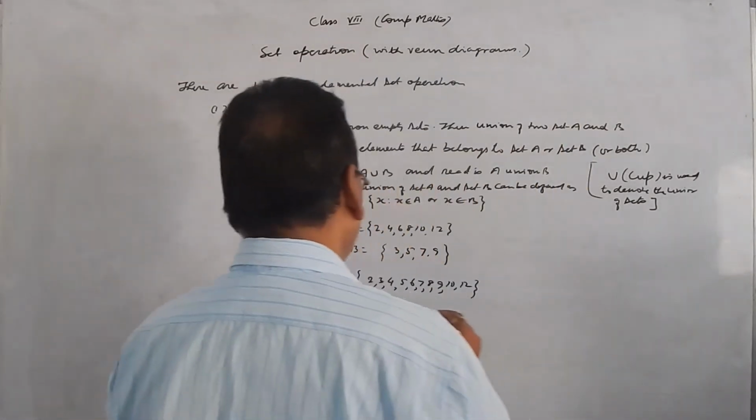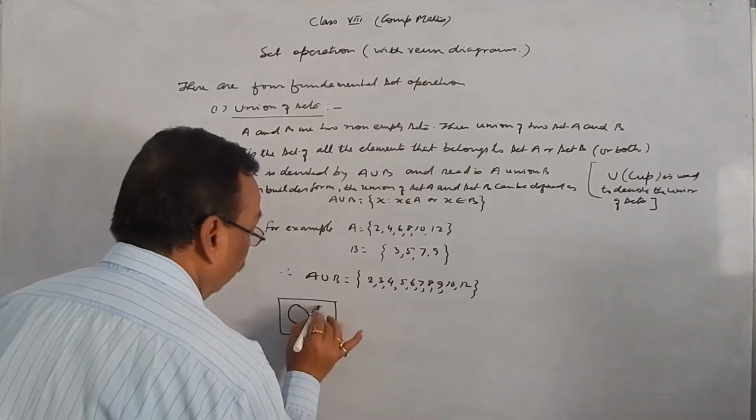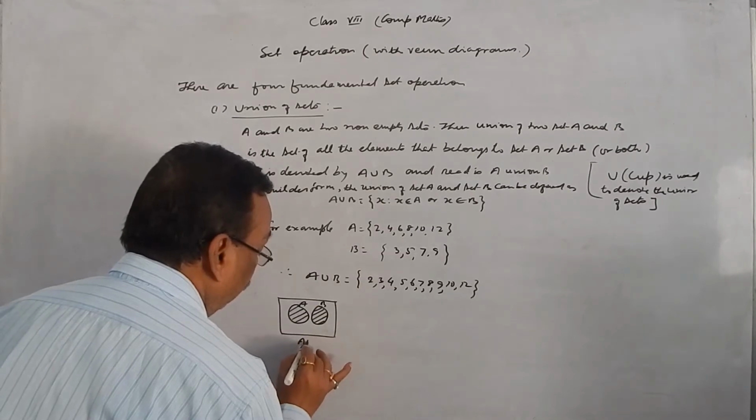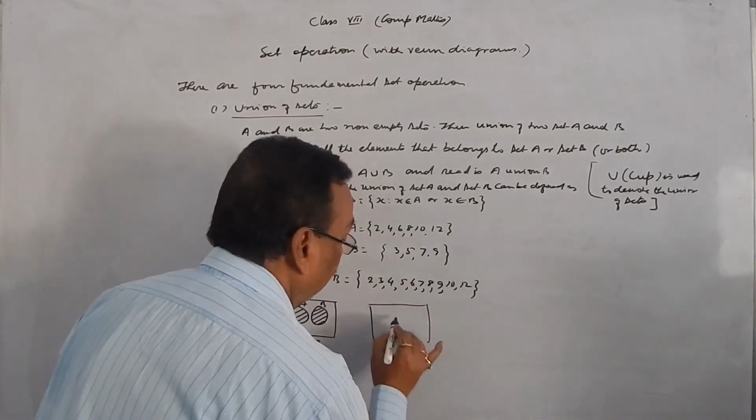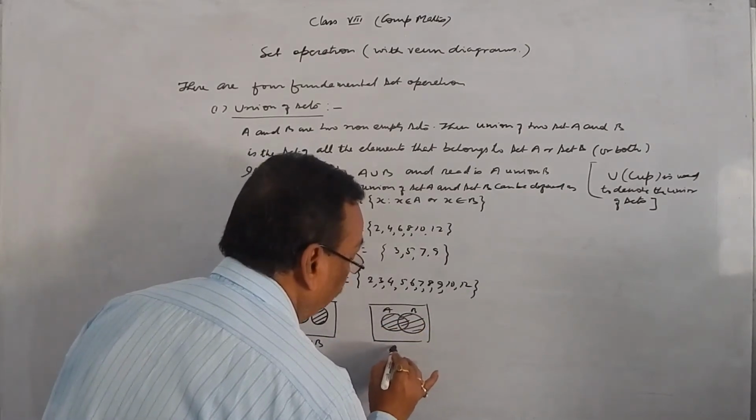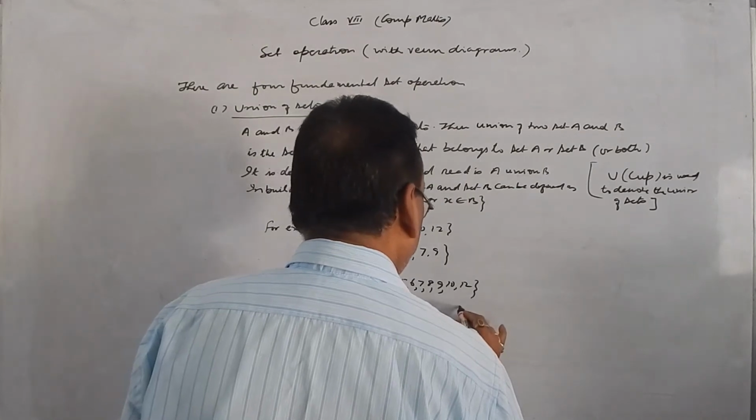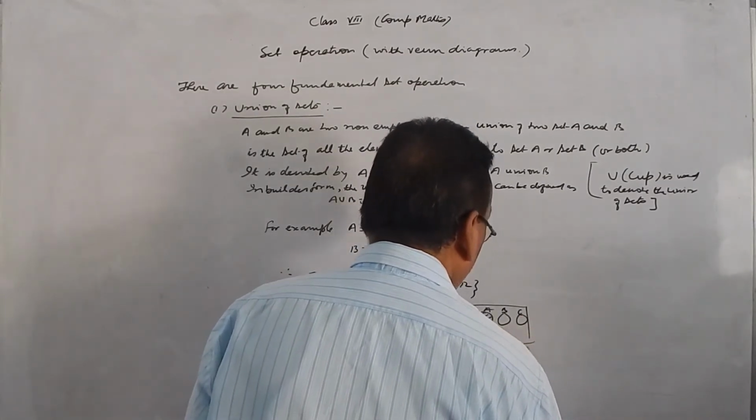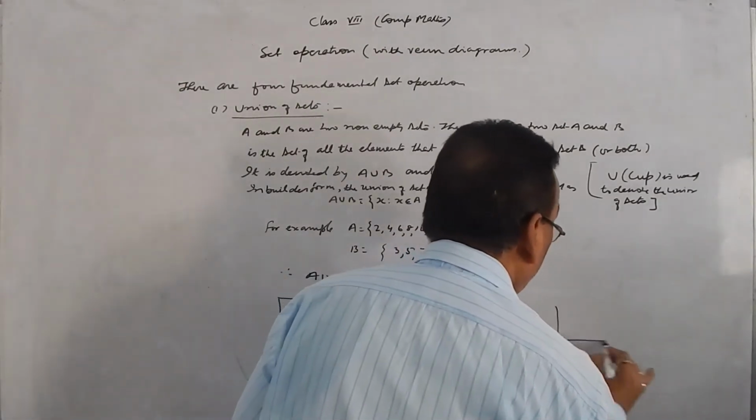Why Venn diagram? That is called A union B. If three sets are there, we can also write like this one.